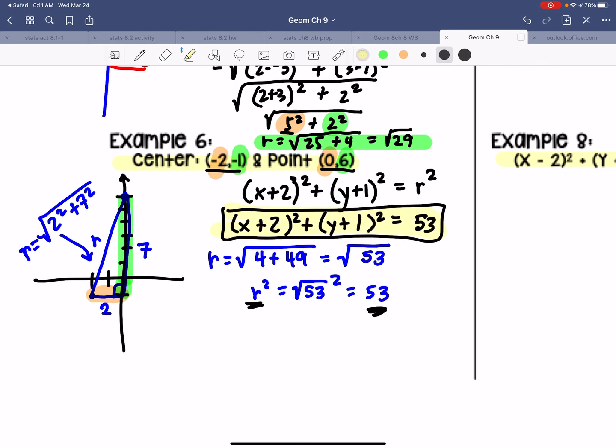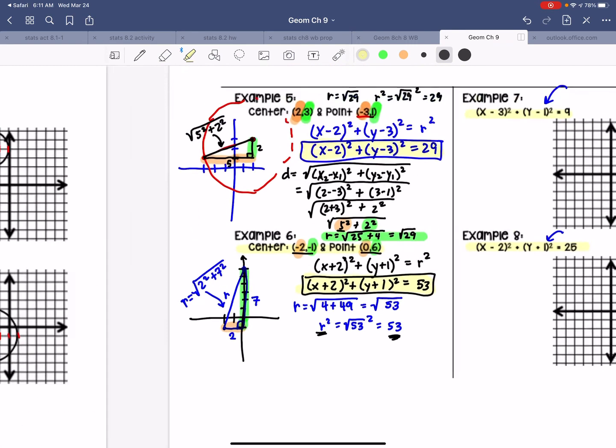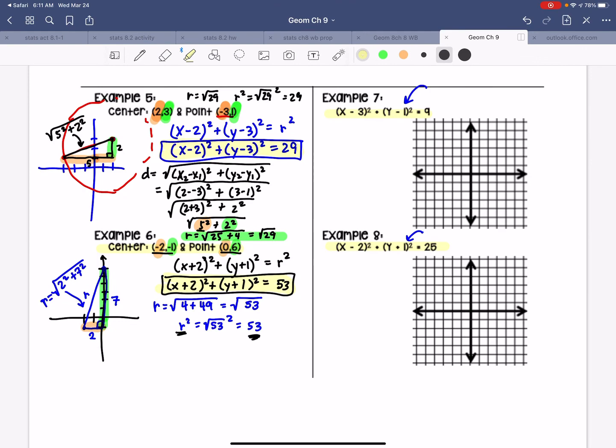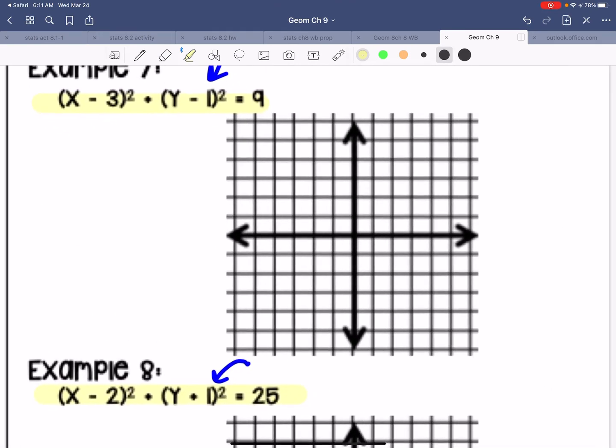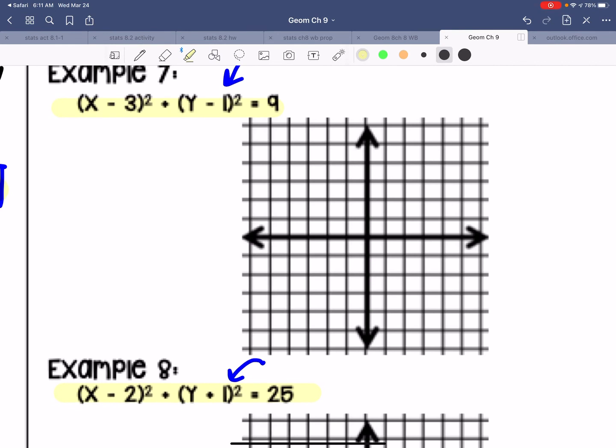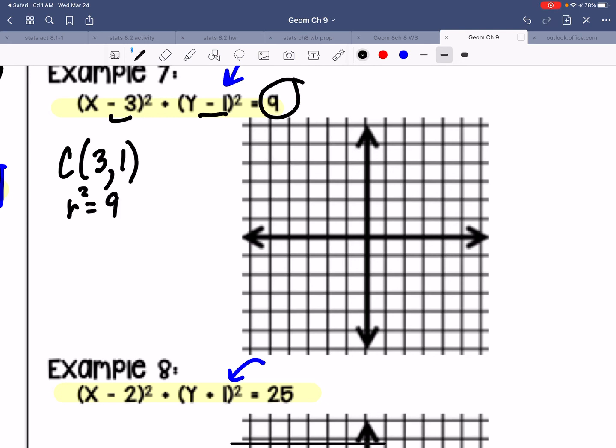Okay, so last one, they'd like us to graph these. So again, I hope you paused it and tried this out on your own. I feel like we're pretty good at this. All right, so I see -3, so I'm going to put +3. I see -1, so I'm going to put +1. I see a 9, so that means the radius squared is 9, which tells us that our radius has to be 3.